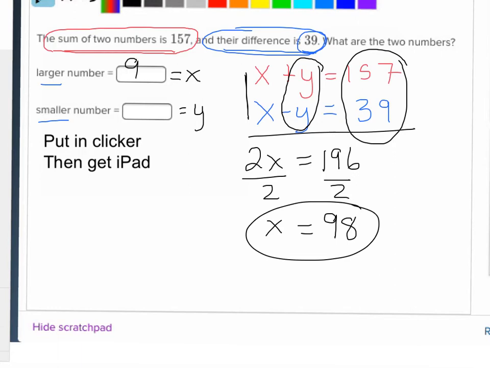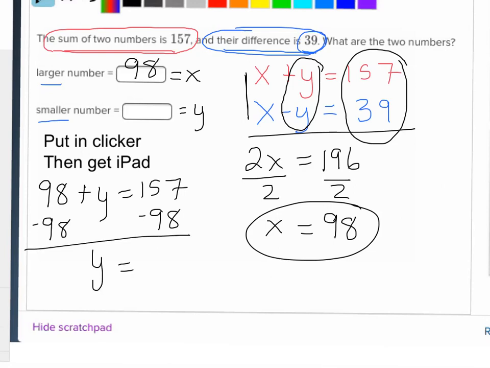Okay? And so now what we're saying is 98 plus what will give me 157, right? So let's write that out. 98 plus what will give me 157. So I'll subtract 98 on both sides, and I get y equals 59.